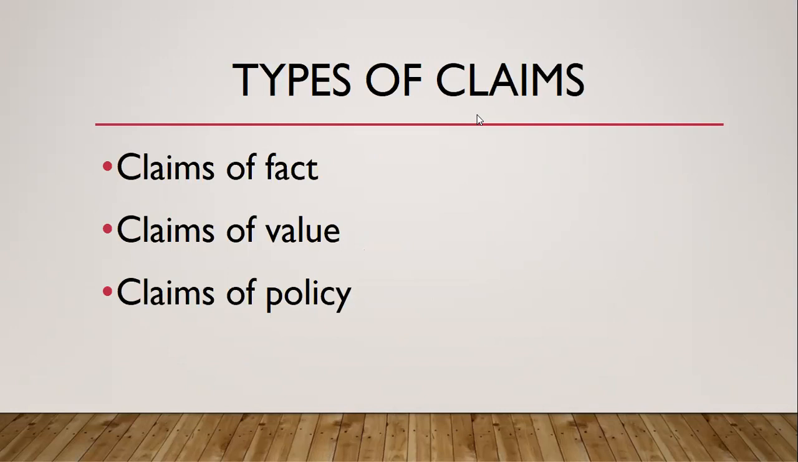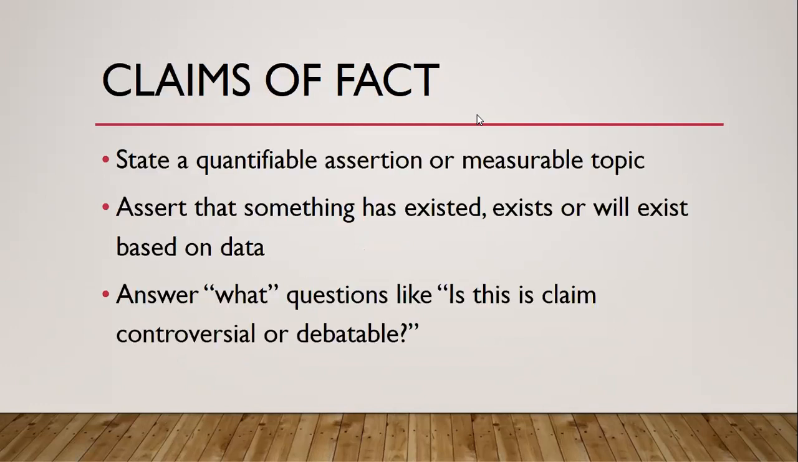Next, these are the types of claims: claims of fact, value, and policy. First is claims of fact. It states a quantifiable assertion or measurable topic. It asserts that something has existed, exists, or will exist based on data. It answers questions like, is this claim controversial or debatable?